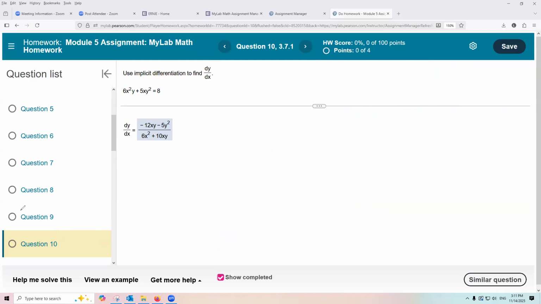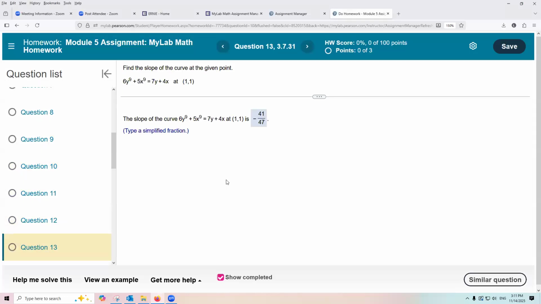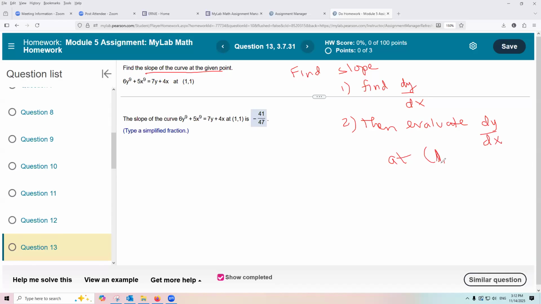All right, let's take a look at another example. This one is going to be similar. It's asking us to find the slope of the curve at the given point. Well, to find the slope of a tangent line, first we're going to need to find dy/dx, the derivative. Then we will evaluate dy/dx at the given point of (1, 1).